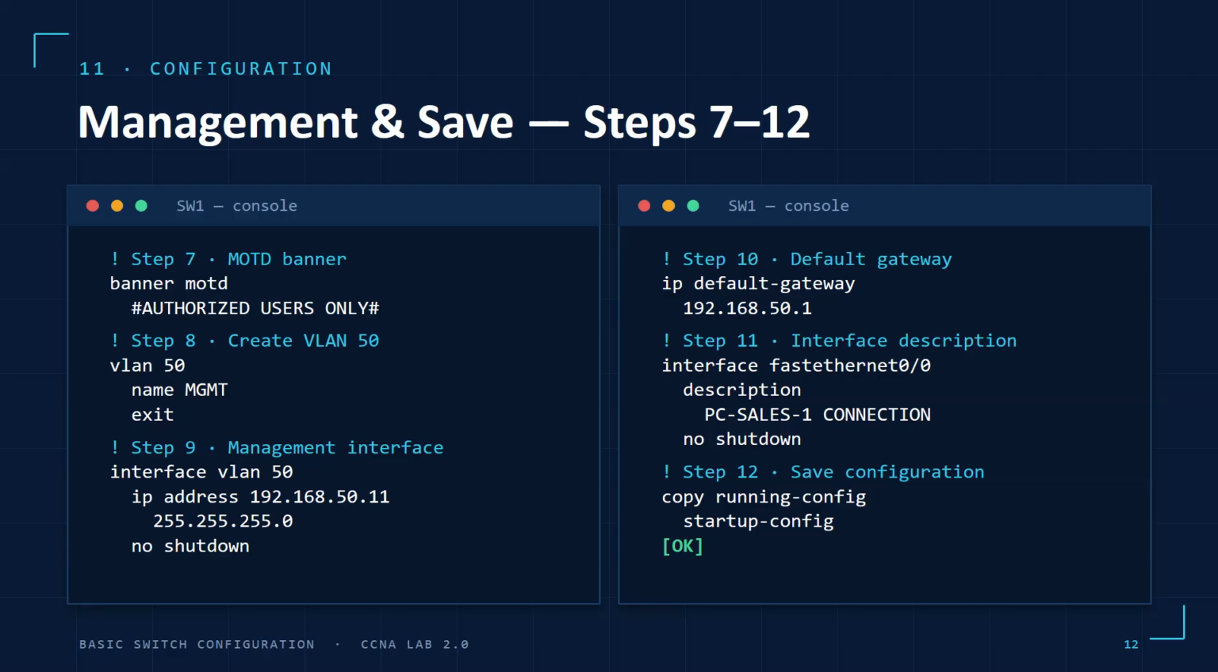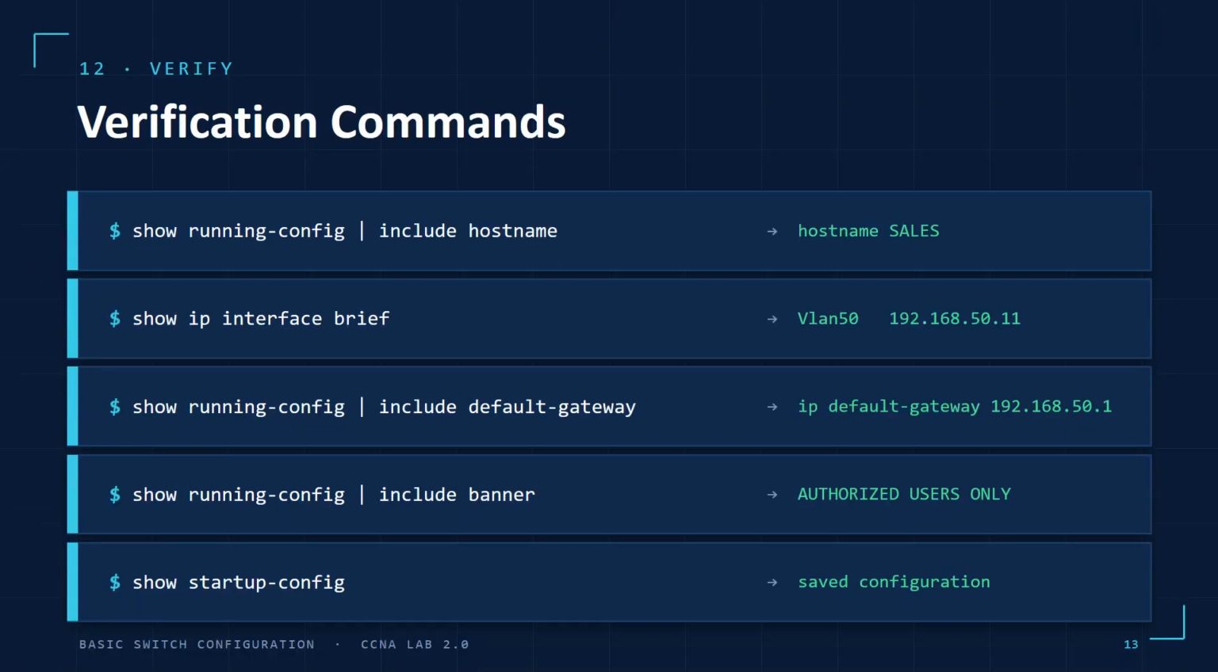Finally, copy the running configuration to the startup configuration and confirm the OK message. Use show running-config with the hostname filter to verify the hostname sales. Use show ip interface brief to verify VLAN 50 with address 192.168.50.11. Use the default gateway filter to verify 192.168.50.1 and the banner filter to verify authorized users only. Use show startup-config to verify the saved configuration.